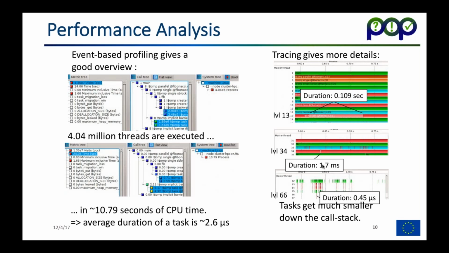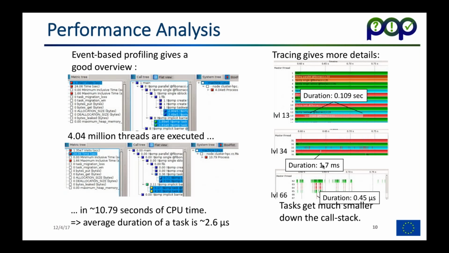Thanks. What you can see here on the left-hand side of the slide are 2 screenshots of the Cube GUI. I did some performance measurements of the application, and here you can see how many tasks were executed overall and how much time was spent overall. You can see that there are more than 4 million tasks. Sorry, it says threads on the slides, it's a typo.